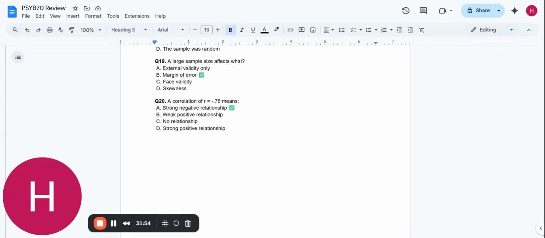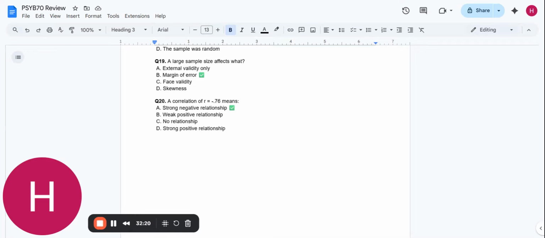Question number 19. How does a large sample size affect margin of error? We talked about this before, that the larger sample we have, the smaller the error is, and it's more precise. A larger sample size can help you with generalizing the results, or the external validity, but that's not the main effect. The main effect here is the margin of error. And face validity and skewness are not really related.